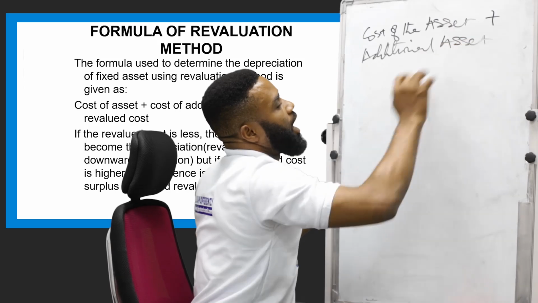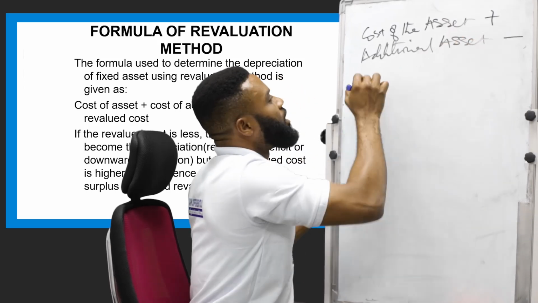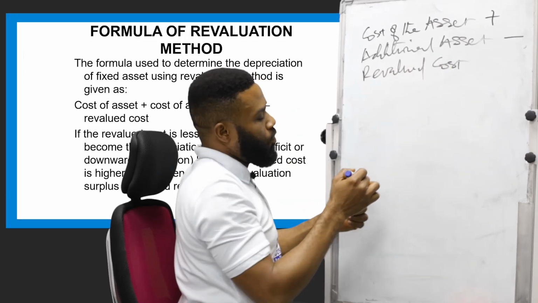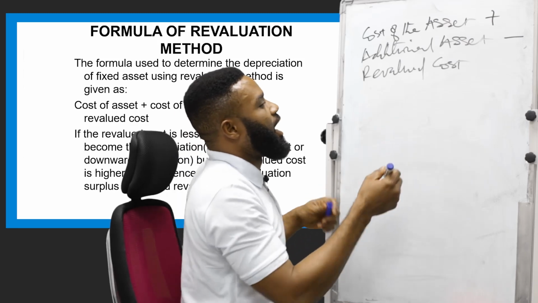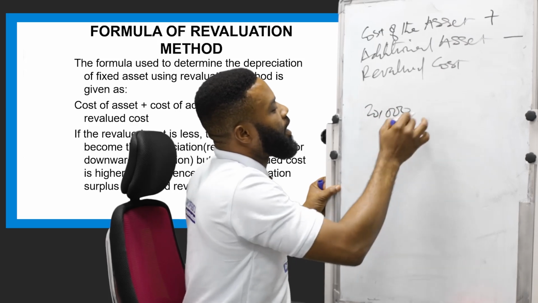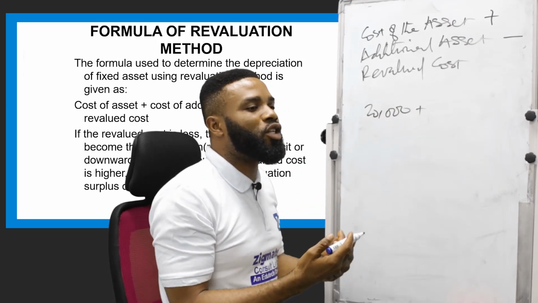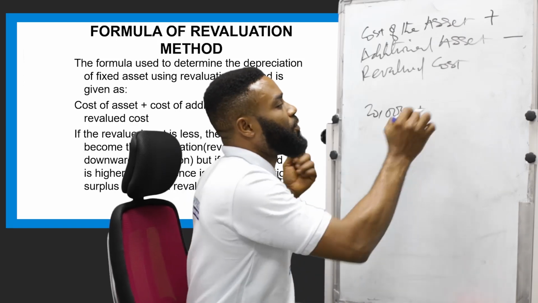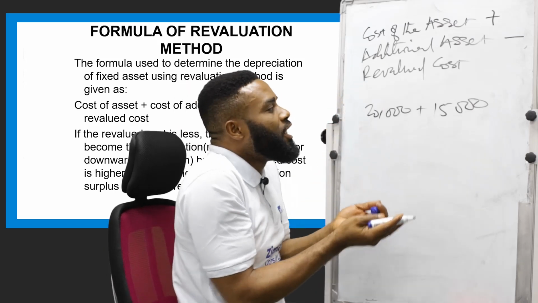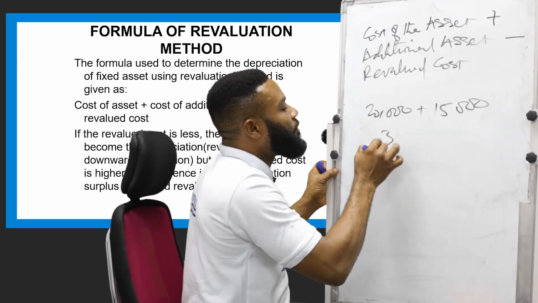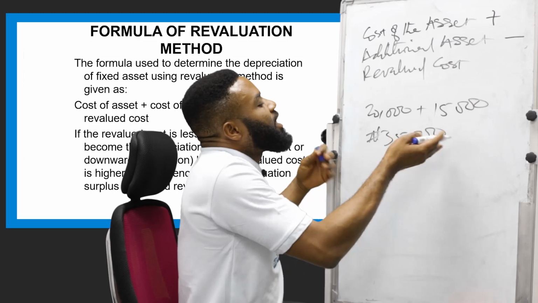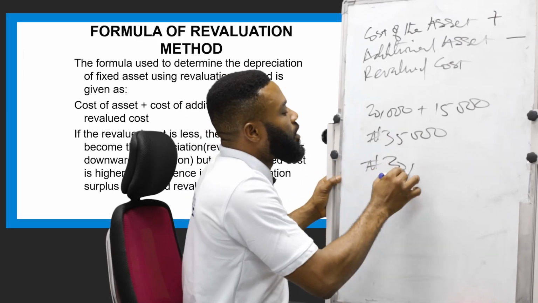Additional asset minus the revalued cost. What do I mean? If, for instance, I bought an asset for 20,000, and then in the process of carrying out the business, there was need to buy an additional asset of 15,000. And then maybe at the end of the period, when you add these two assets, you have 35,000.